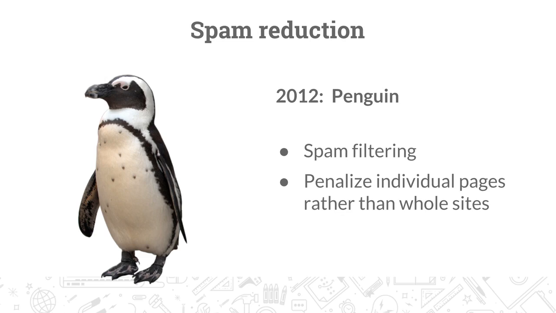In 2012, an update was called Penguin, and Penguin is always being updated still. This is about identifying spam. How can we identify and reduce spam in search result pages? It also did something interesting where it could identify spam on individual pages rather than penalize or ignore entire sites that had a component of them that were spammy. So a little bit more targeted in terms of spam identification and reducing the incidence of spam in the results.